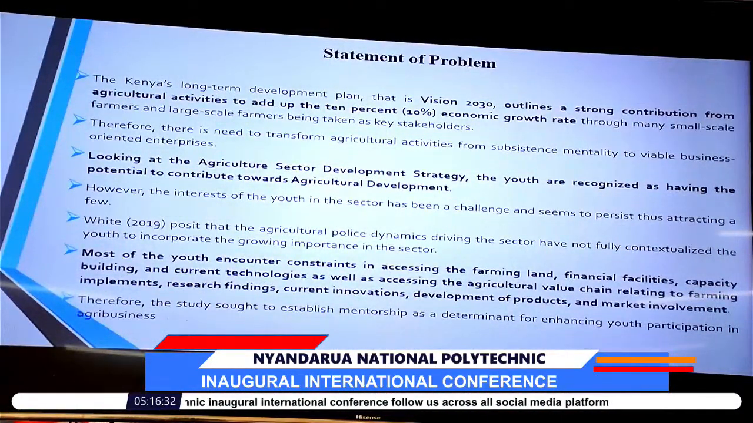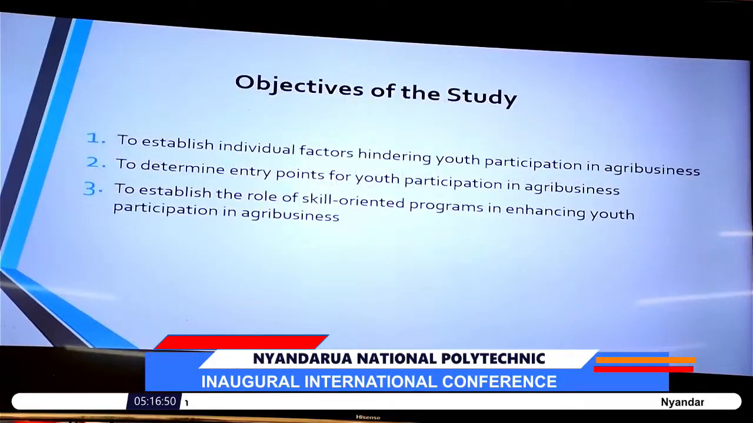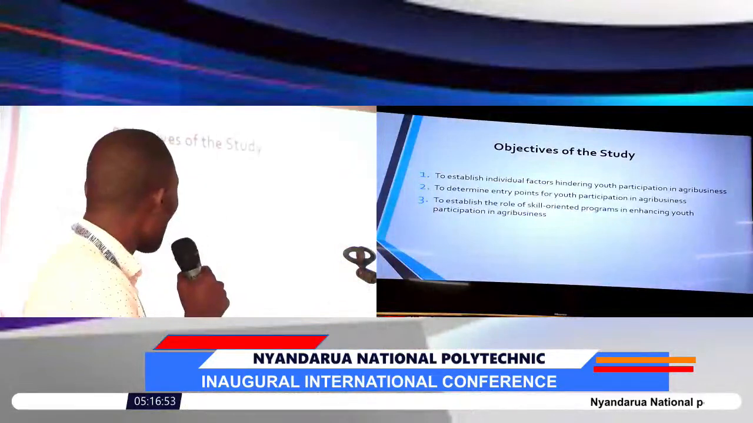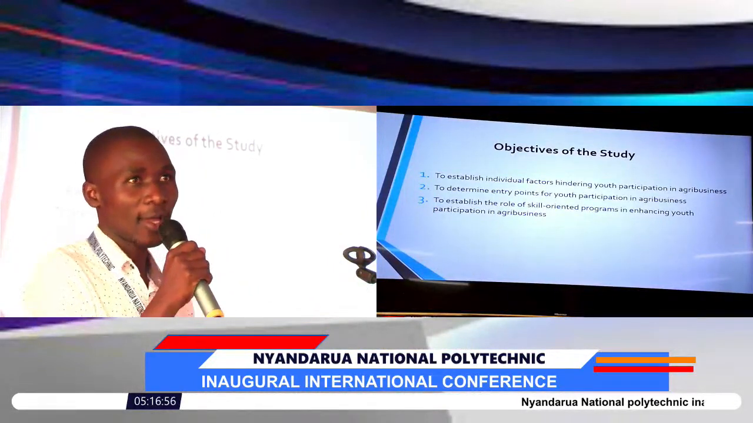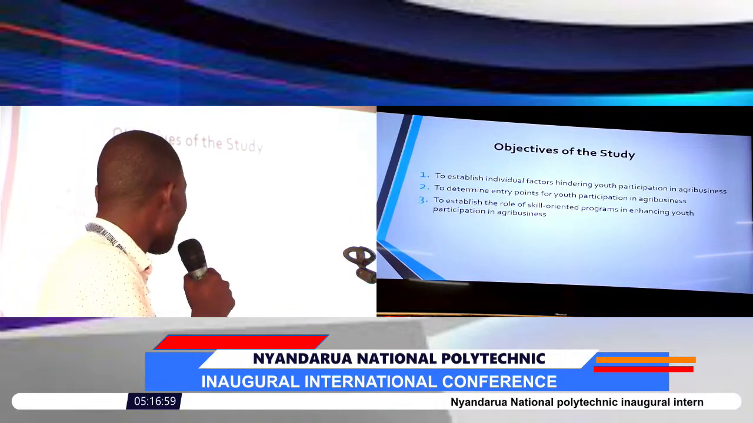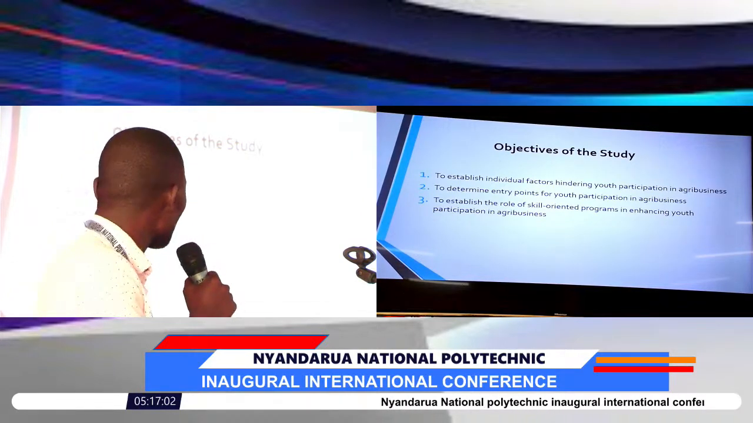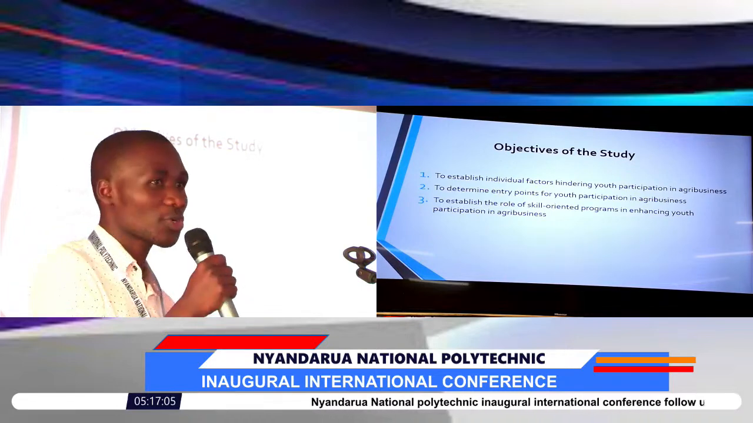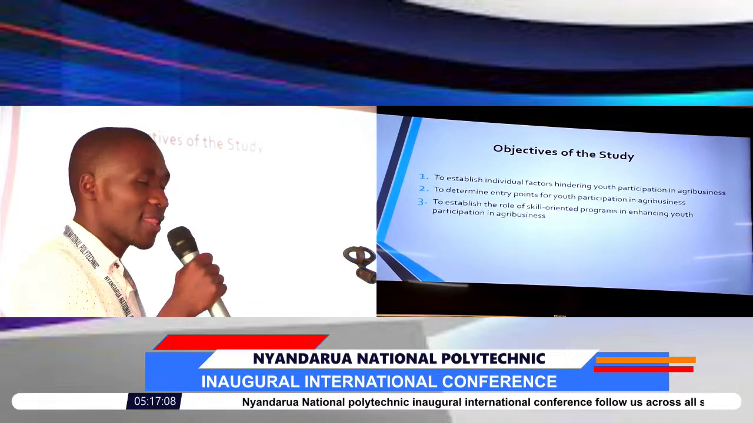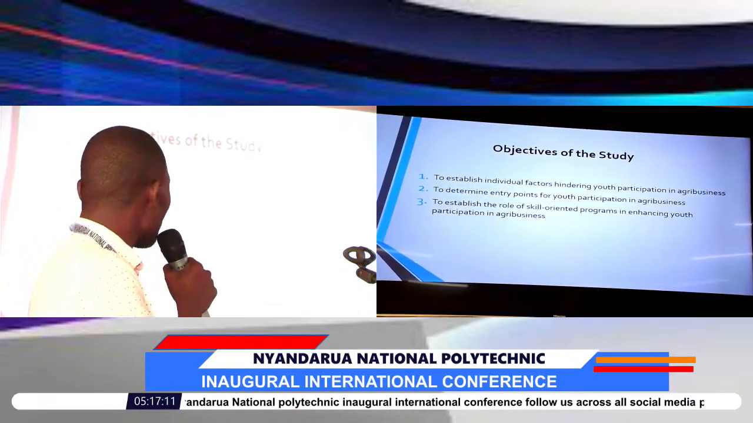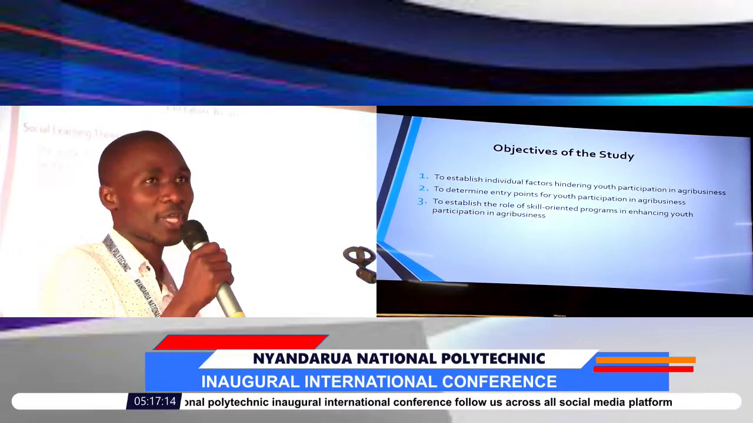Relating to that, the researcher decided to carry out research to establish if mentorship in agribusiness can make youth participate in agribusiness, which can contribute to the development of our economy. I had three objectives. The first was to establish individual factors hindering youth participation in agribusiness. Another was to determine entry points for youth participation in agribusiness. The third was to establish the role of skill-oriented programs in enhancing youth participation in agribusiness.